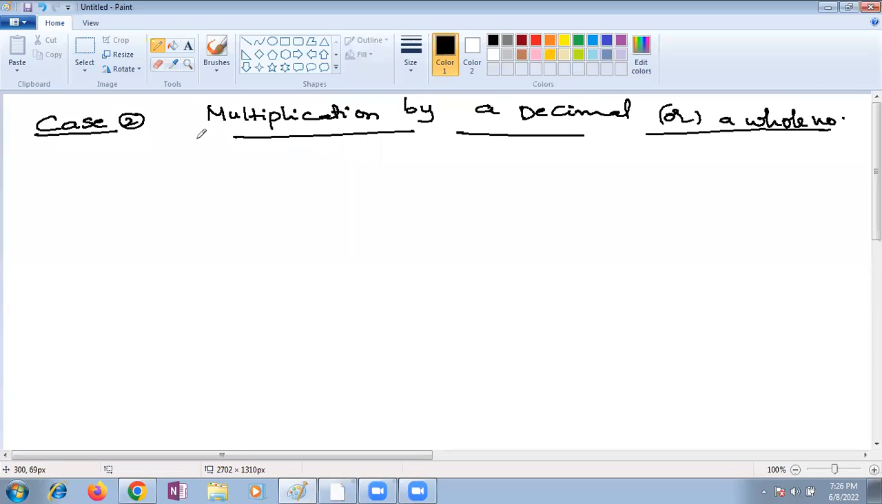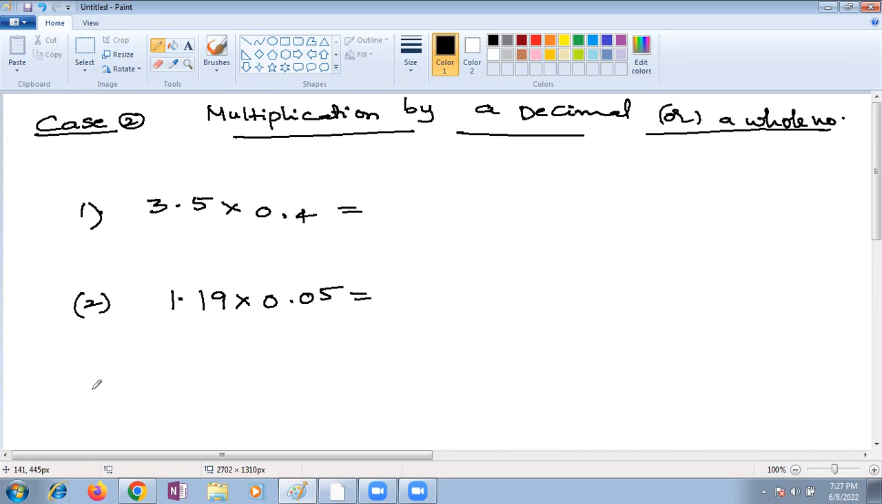Now my question to my students. There are a few more questions here to my children. First one, Manish Madhav. The first question was 3.5 multiplied with 0.4. The second one was 1.19 multiplied with 0.05.